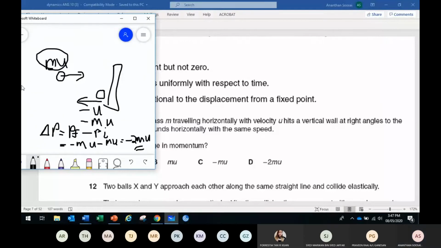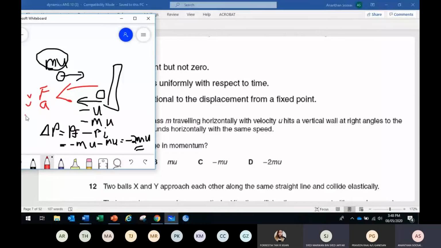Three quantities are always the same direction. When the ball collides with the wall, the ball experiences a force. Which direction is the force experienced by the ball due to the wall, to the left or to the right? Left, of course. The force is to the left. Therefore, the acceleration should also be to the left.